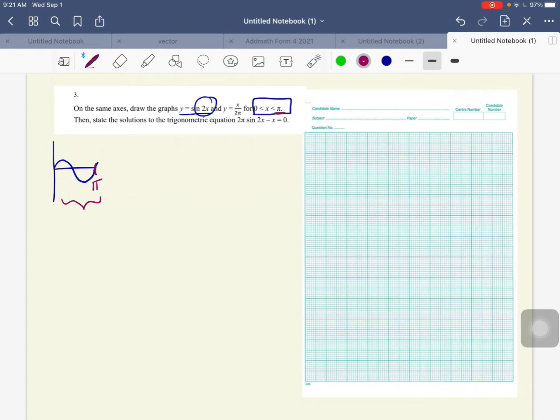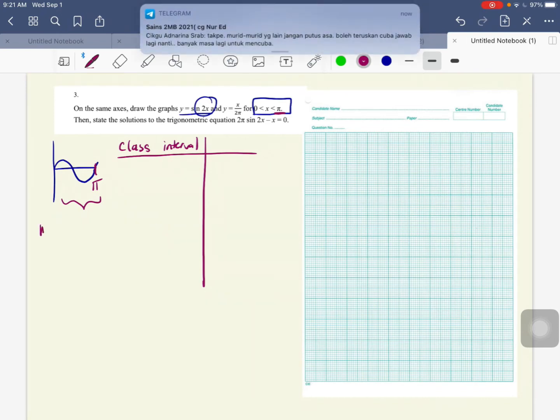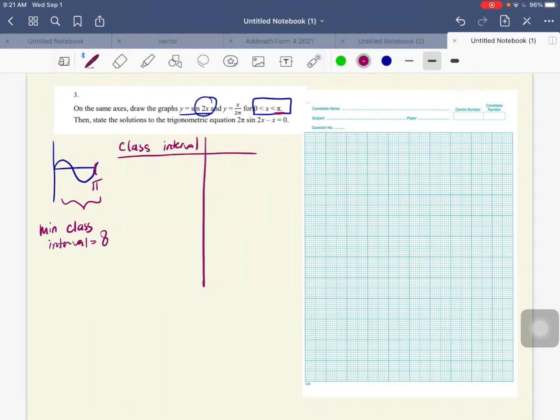Next, I need to do my class interval. To get our class interval, we have to divide by 8. The minimum number of class intervals is 8. It can be more than 8, but it cannot be less than 8. Because we have 8, our first class interval should be pi over 8.